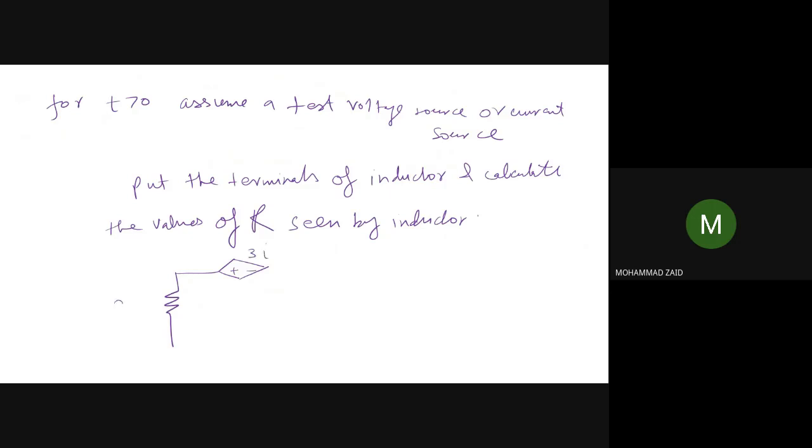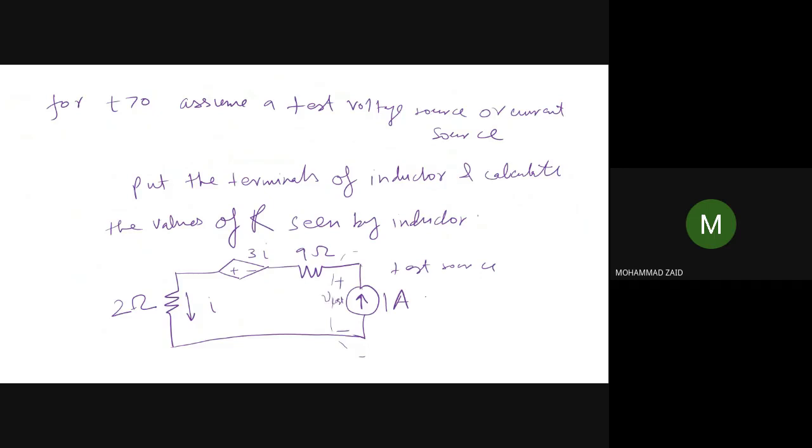This is a 2 ohm resistor, the current flowing here is I, and this is a 9 ohm resistor. I have taken an independent current source of 1 ampere as a test source, and I have to calculate the voltage across this 1 ampere source. Let me assume that it is V test. So what will be the R equivalent, or R Thevenin, as seen by this 1 ampere source?